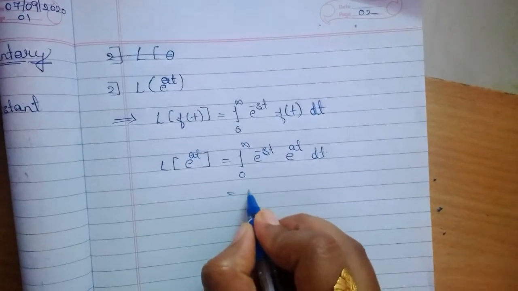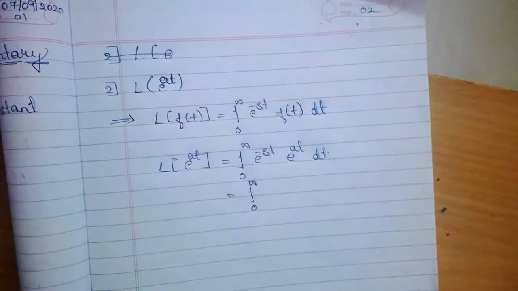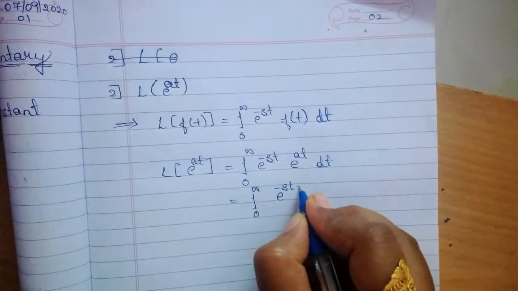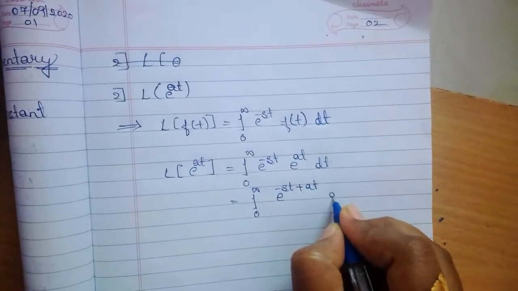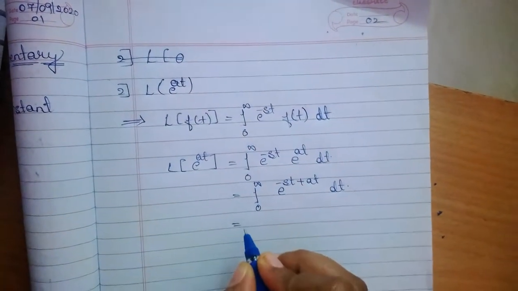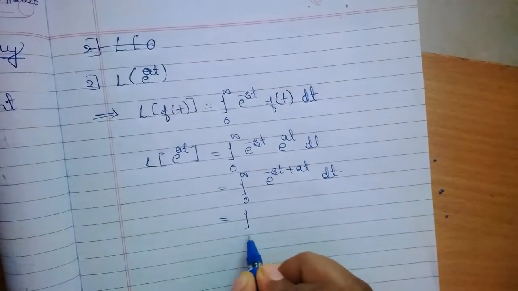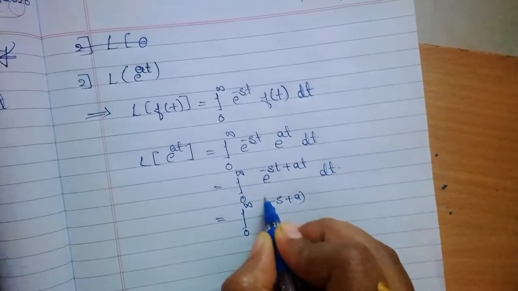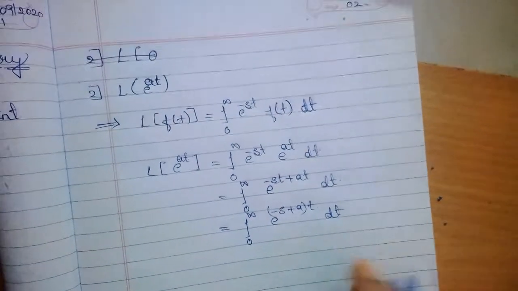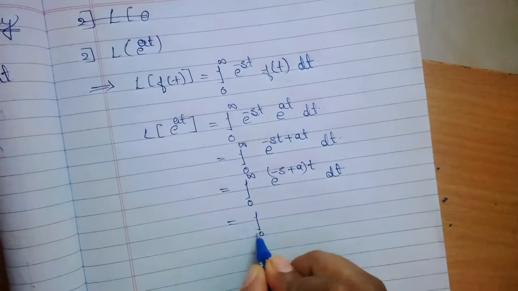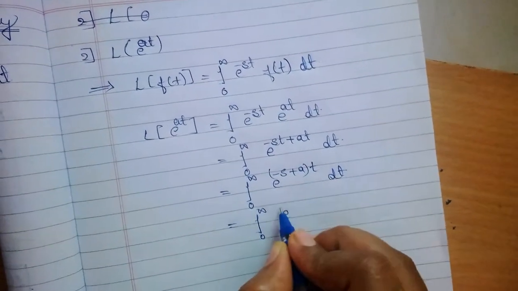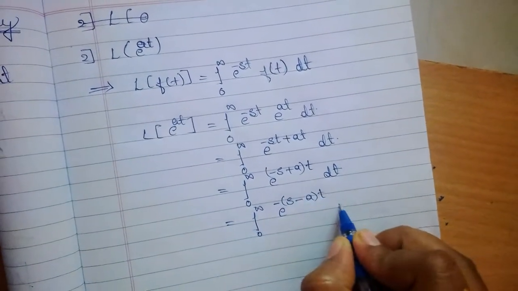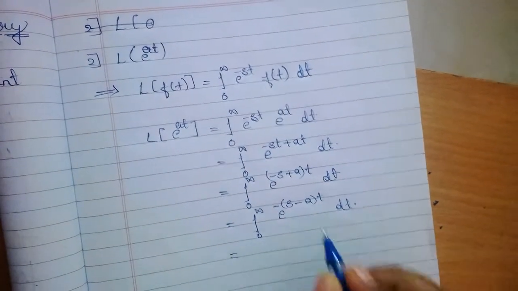Now see here, bases are same. We have to add the powers. We get e raised to minus st plus at dt, which is equal to, next take t common from the power. It will be minus s plus a into t dt. After that, 0 to infinity e raised to, take minus common, we will get minus s minus a into t dt. Next we have to integrate this one.